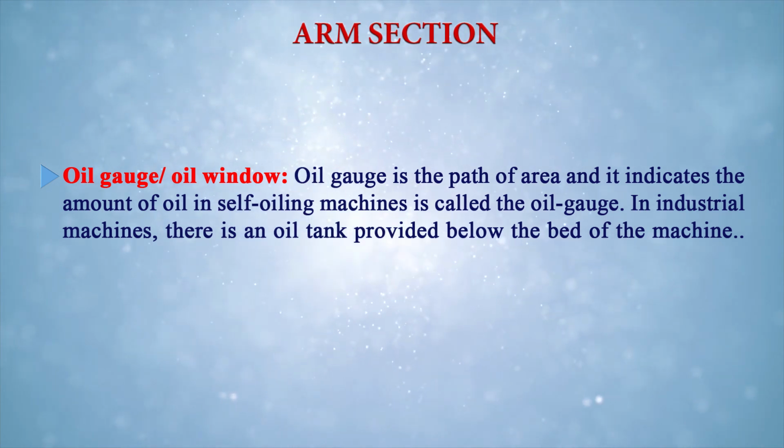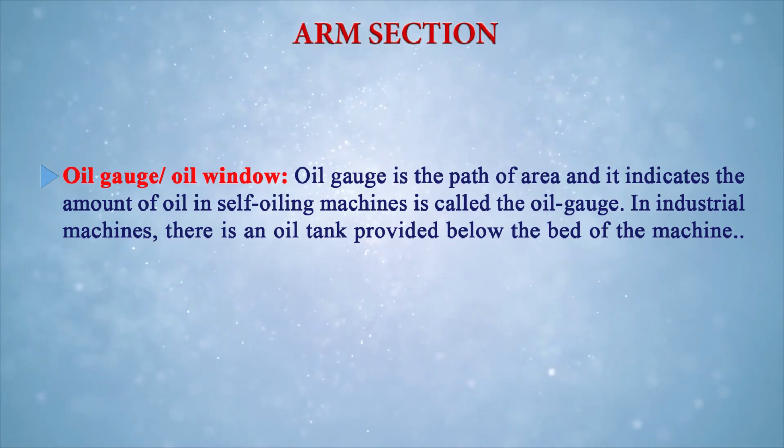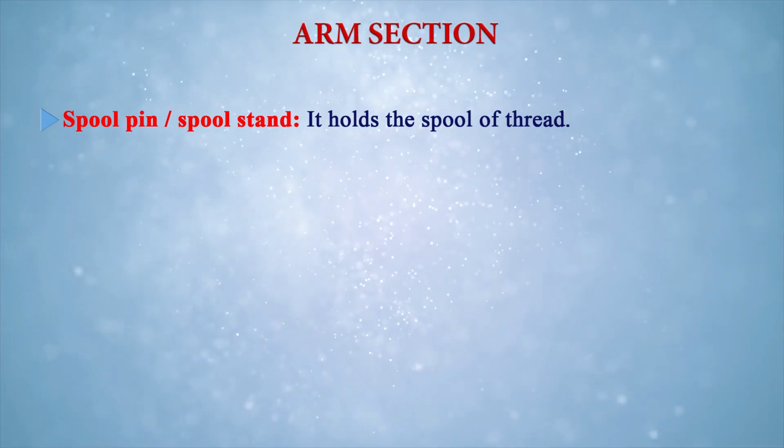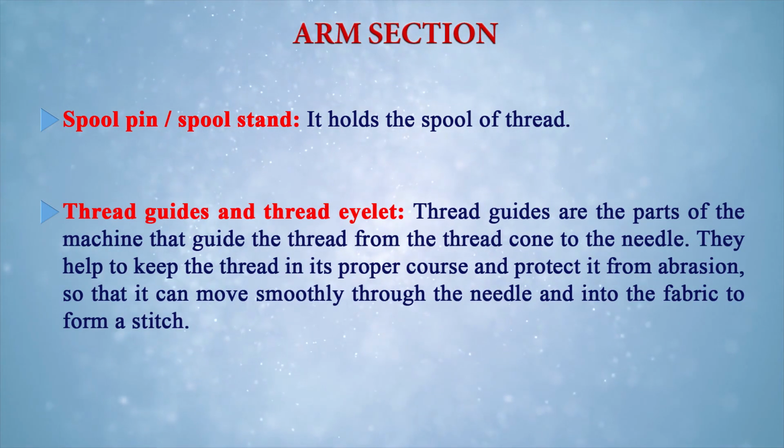It contains the place from where we put the oil into the machine. Then the spool pin is there for holding the spool, then we have the thread guide and thread eyelet we use on the machine. Then we talk about the face section.